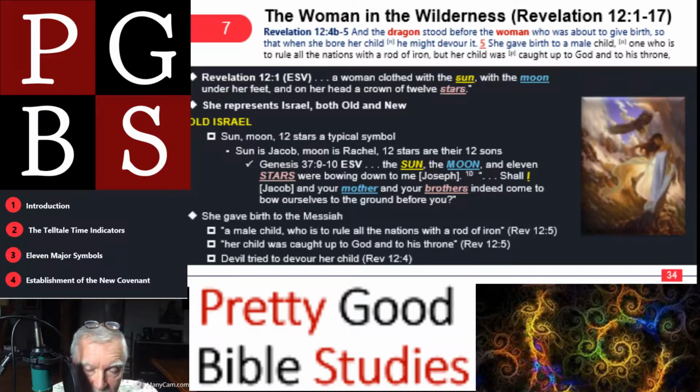Now she gave birth to the Messiah. And if you think about it, in the old Israel, that's where Jesus was, and he was born under that system, under the old Israel. Verse 5 of chapter 12 says this, a male child who is to rule all the nations with a rod of iron. Again, that obviously refers to Jesus. Who else is going to rule the nations with a rod of iron? That does not mean, by the way, a rod to beat somebody like they were a slave, but it's a symbol, a scepter of authority, like an iron scepter.